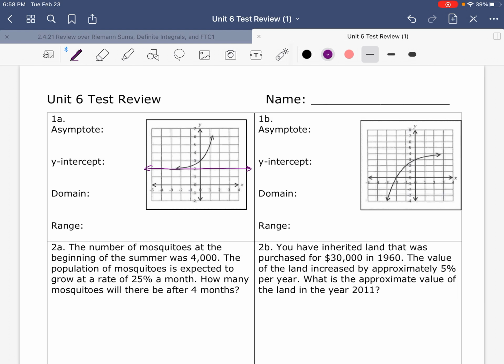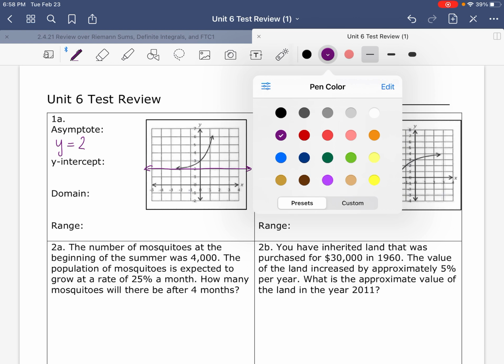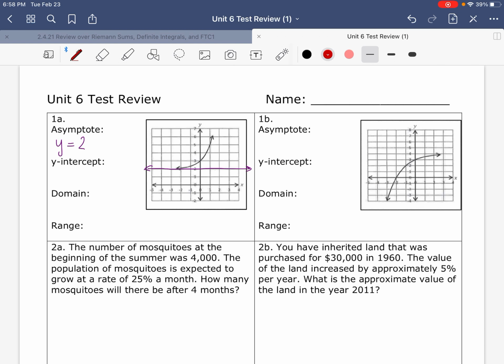and that's going to be our asymptote. Now the asymptote is always going to be an equation that's y equals some number, and all we have to do is look at what y value this line where it levels off is. So look, it's 1, 2. So y equals 2 would be the equation of our asymptote.